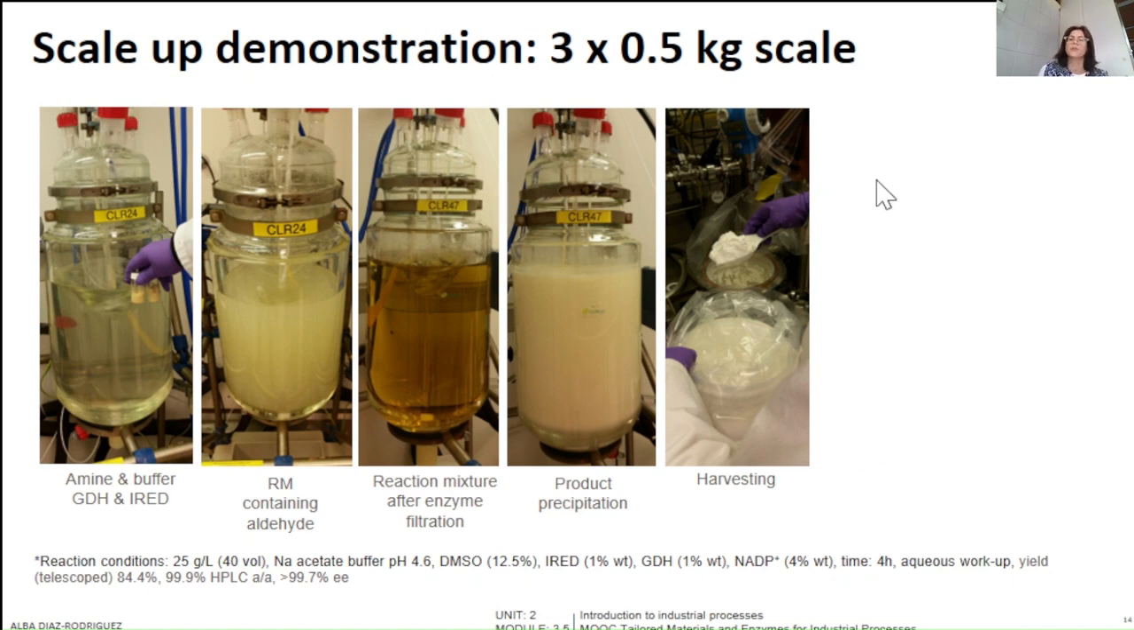Once you're happy with your workup and all the parameters for your reaction, you are ready for a scale-up demonstration. We run these scale-up runs in our scale-up laboratories, and we run three batches of 0.5 gram each. In this case, you add the amine in your buffer and all the components for the IRED and recycling system. After that, you add the aldehyde in DMSO. After 5 hours, the reaction is completed, and then you can filter the enzyme. After that, we add sodium chloride and the API intermediate precipitates, and then you can filter your product. This product is isolated with very high yields and very high purities by HPLC.